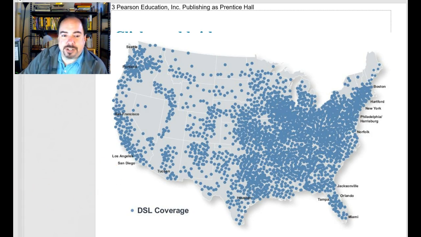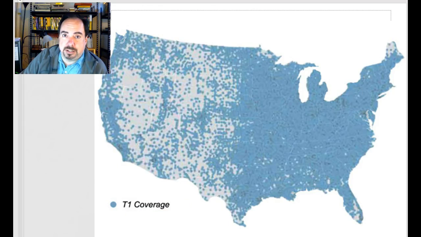But compare DSL coverage with T1 coverage. Remember that measly 1.5 megabits per second. Here's T1 coverage. Boom. This is why T1 is still popular, because it's just more widely available.